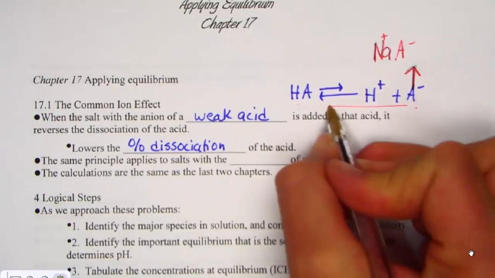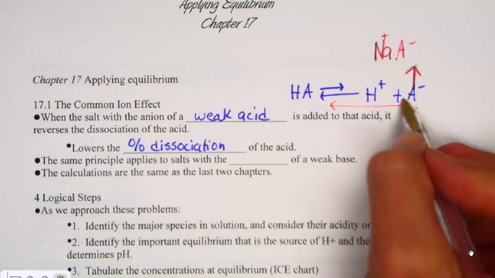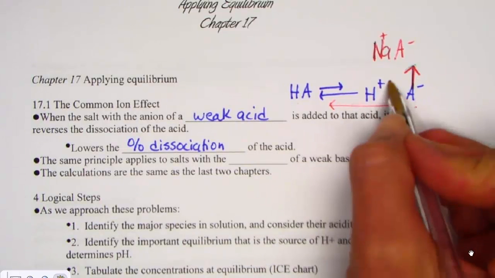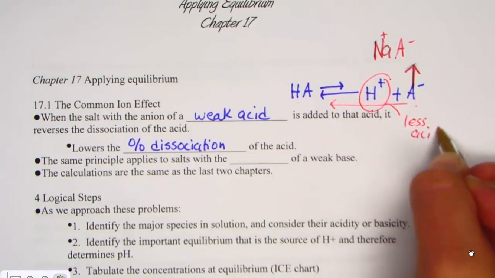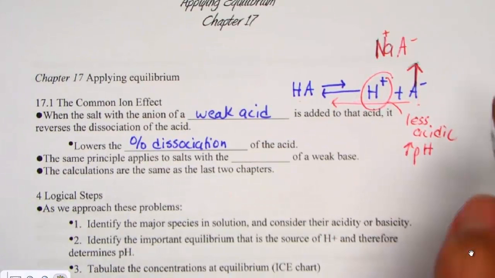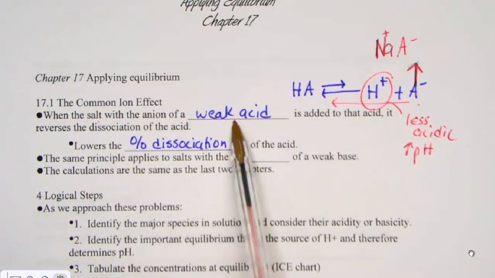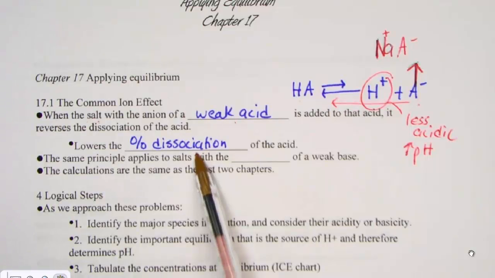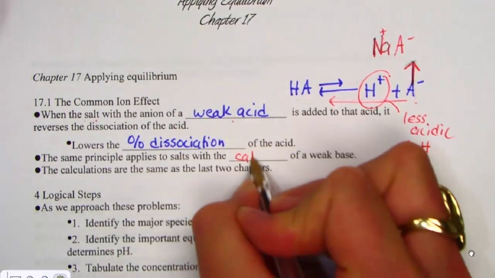And of course, Le Chatelier says we're going to do the opposite to alleviate that stress. By forcing the equilibrium left, we're taking hydrogen ion out of solution. This then becomes less acidic, and that's the same as saying raising the pH. By adding a salt to the anion of a weak acid, we literally change the pH of our solution by removing hydrogen ion.